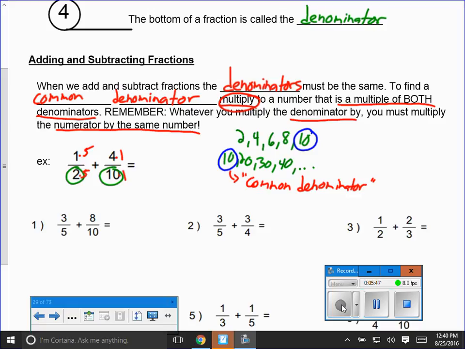Alright, so let me write out what I have now. I have two fractions over the same denominator. I have 5 over 10 and 4 over 10. When we add these, what we're thinking about is we're adding pieces out of 10. So I have 5 pieces out of 10, I'm adding 4 pieces out of 10. That gives me 9 pieces out of 10. So you notice that we're only adding the numerators once we have the common denominator.